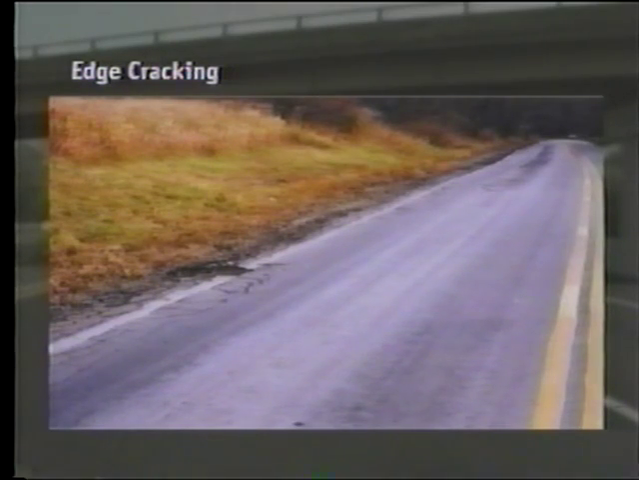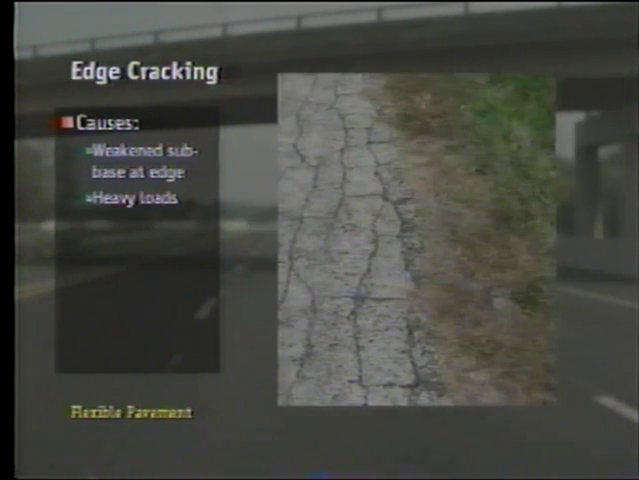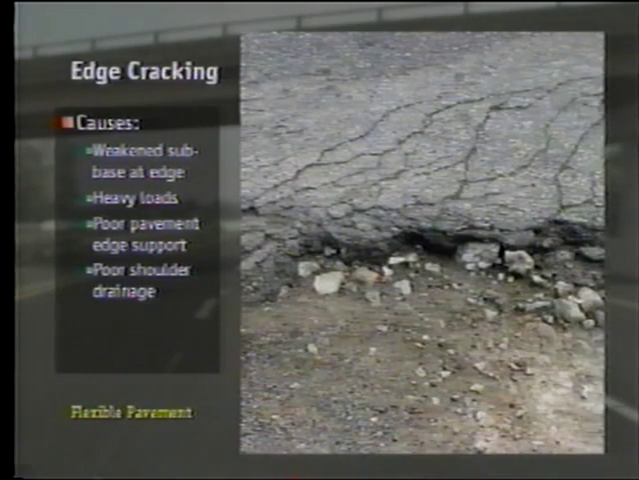Edge cracking displays longitudinal or crescent-shaped cracks, usually within 1 foot of the edge of the roadway. There are several causes for this, including a weakened subbase at the road edge, heavy traffic loads, poor pavement edge support, and/or poor shoulder drainage.